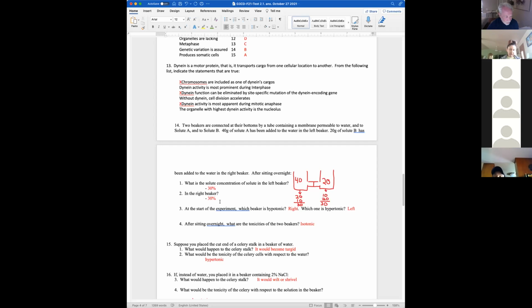Then at the start of the experiment, before any equilibration, which beaker is hypotonic, so it has a low solute concentration? That would be the right beaker. It's 20 versus 40. And the other one is left. And then after sitting overnight, what are the tonicities? They would be isotonic, because the contents of the beakers have equilibrated.